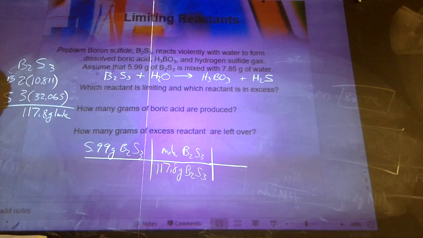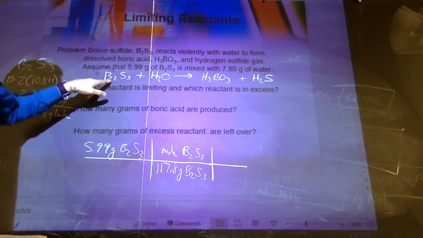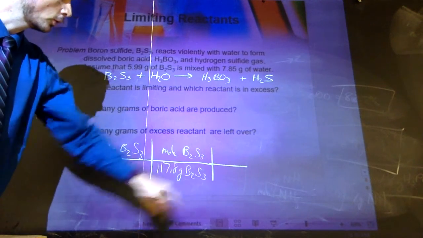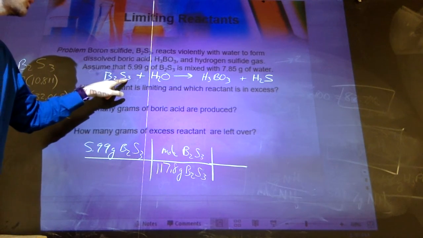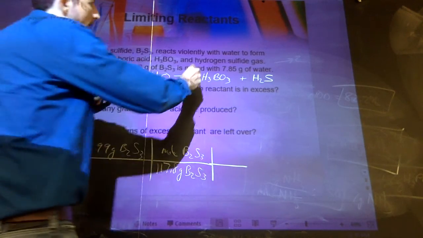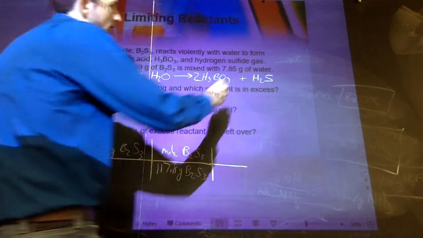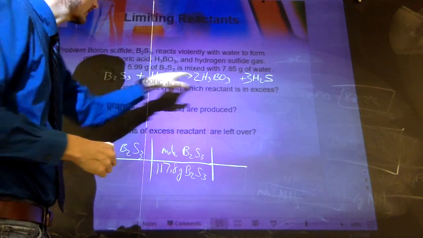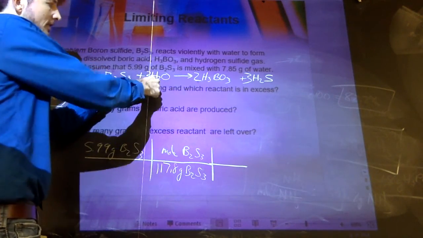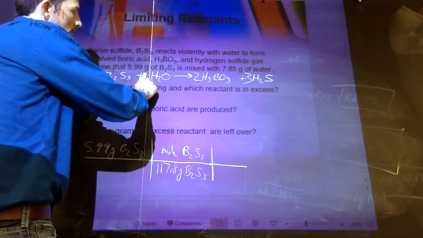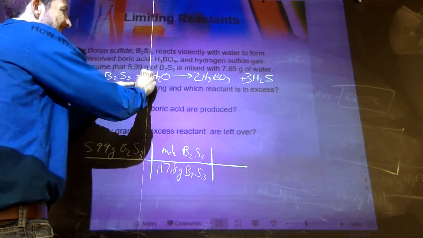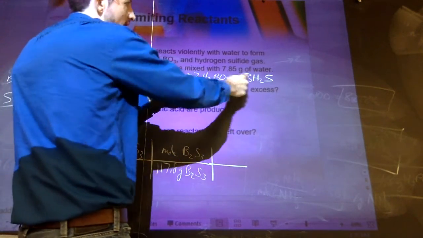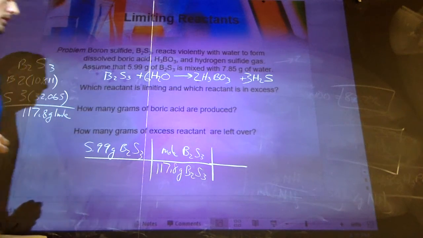I need to go to my balanced equation. Now I forgot to balance this, so I need to make sure this is balanced before I can use the mole ratio for my balanced equation. So I have 2 borons, I'm going to put 2 borons, 3 sulfurs, and put 3 sulfurs. So that gives me 6 oxygens, so I need a 6 here to give me 6 oxygens. So that gives me 12 hydrogens here. I have 6 plus 6, 12 hydrogens. So it's balanced.